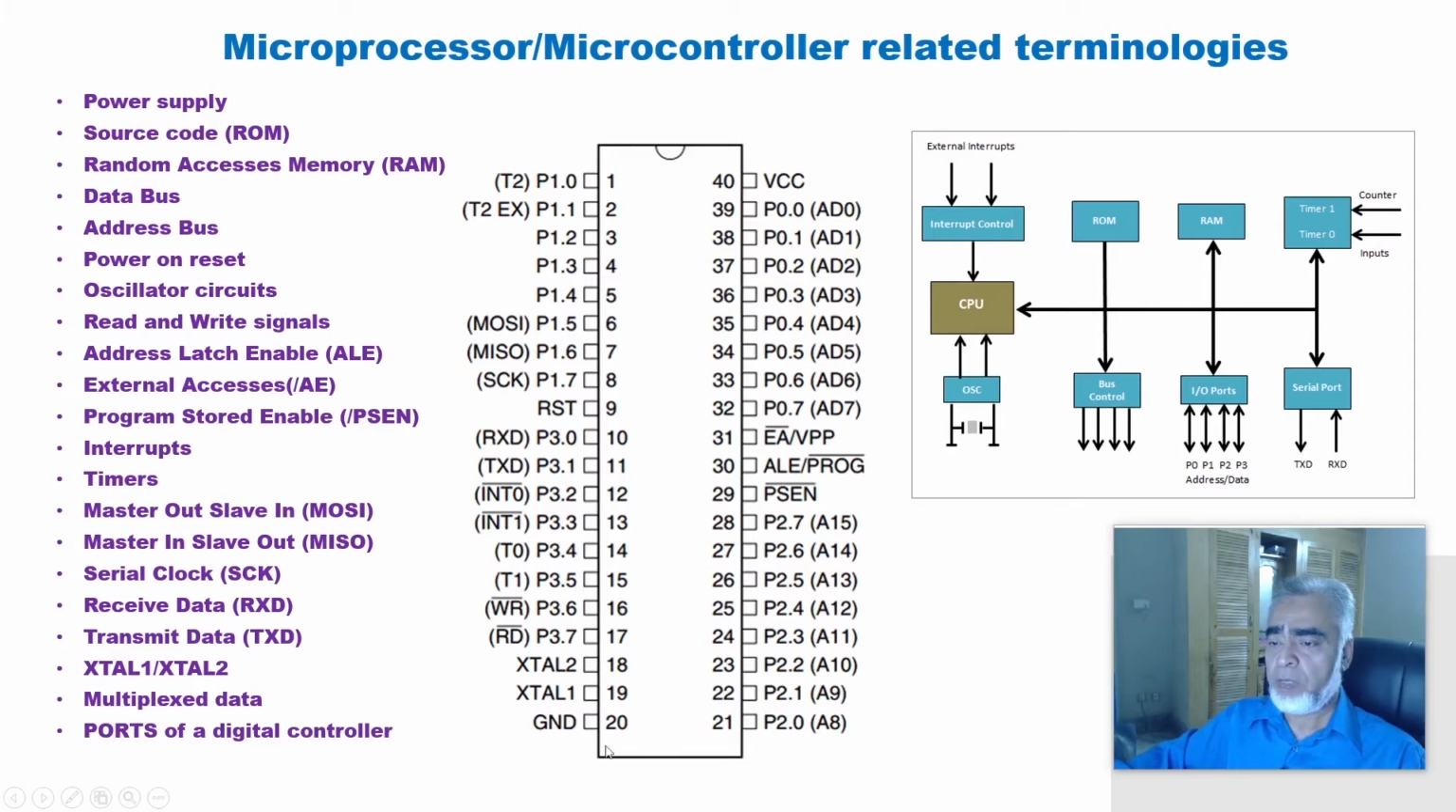Oscillator circuit. Here we can find two pins, that is pin number 18 and pin number 19, crystal 1 and crystal 2. We will connect the crystal between these two pins as we have connected in our circuit.